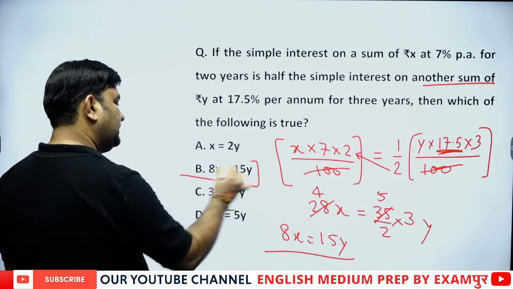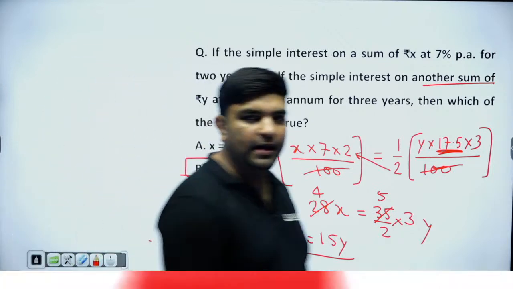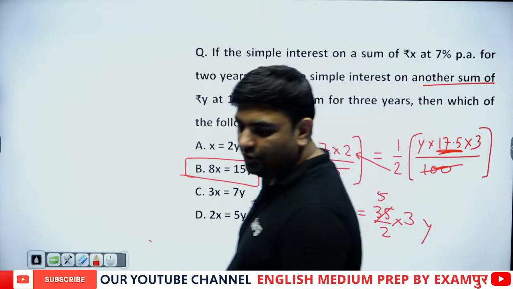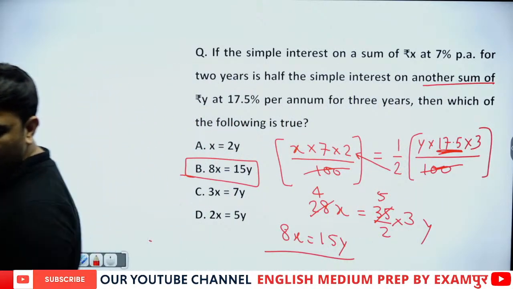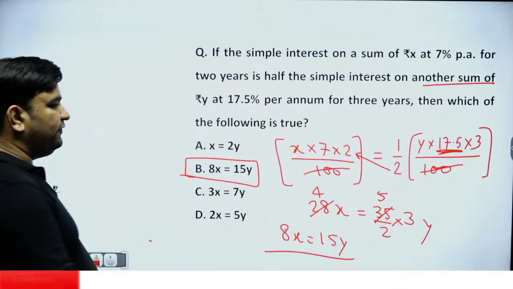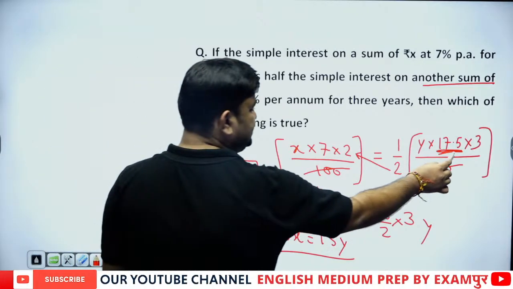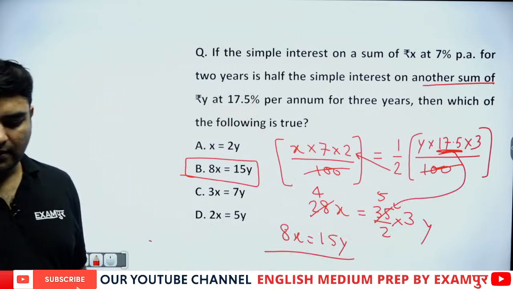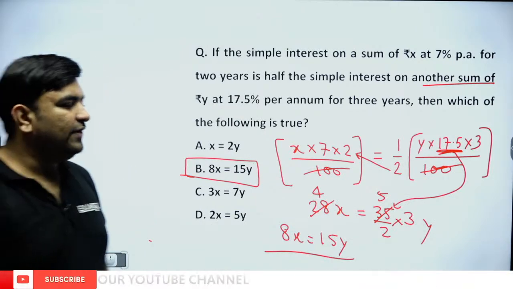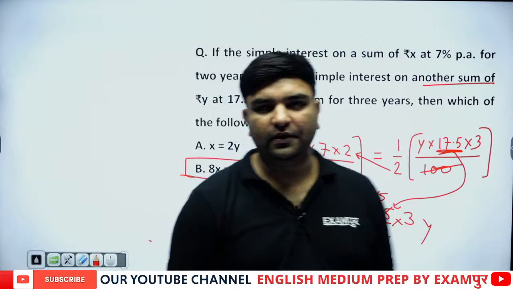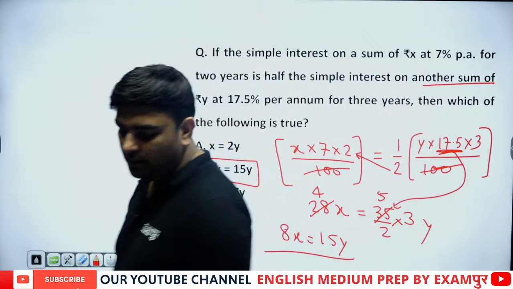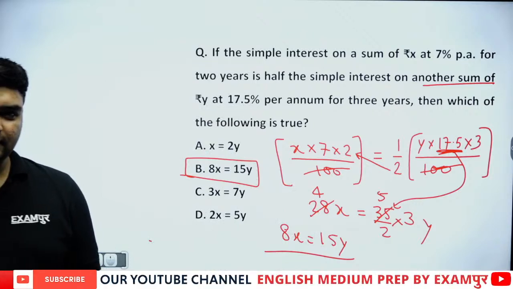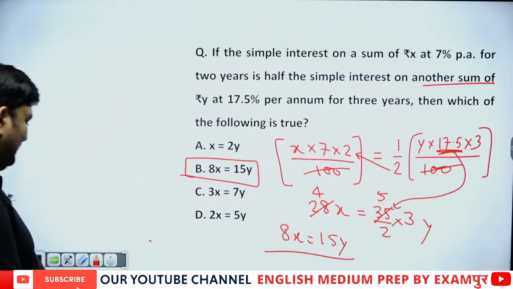If we have done it, it should definitely be there. 17.5, guys. Just to make it an integer, I have written it as 35 by 2. Great. Keep it up. Let's move on.